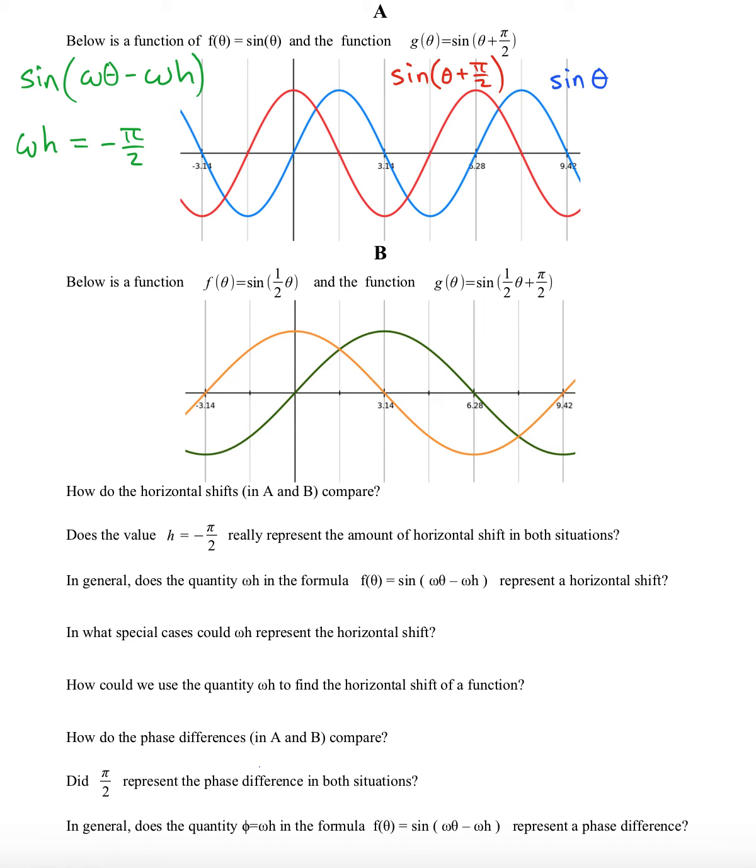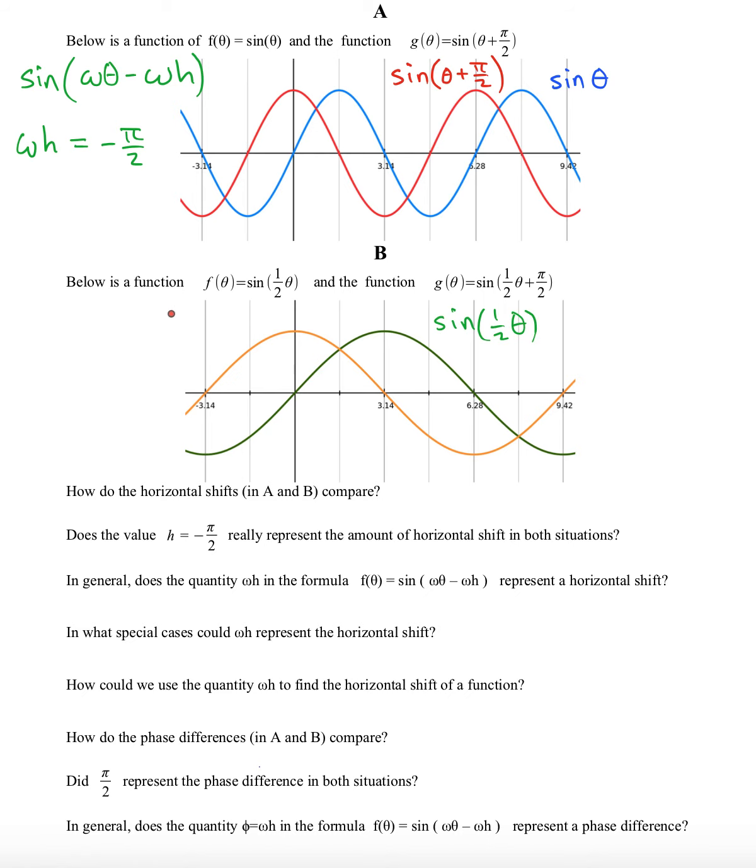Now let's check out the function in example B. One of these functions is sine of 1/2 theta. And another one is sine of 1/2 theta plus pi over 2. So there's another shift. Which is which? Well, the green is sine of 1/2 theta.